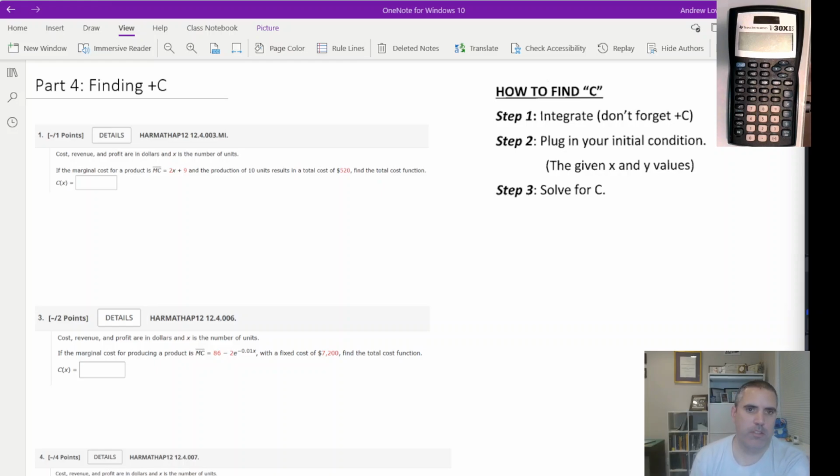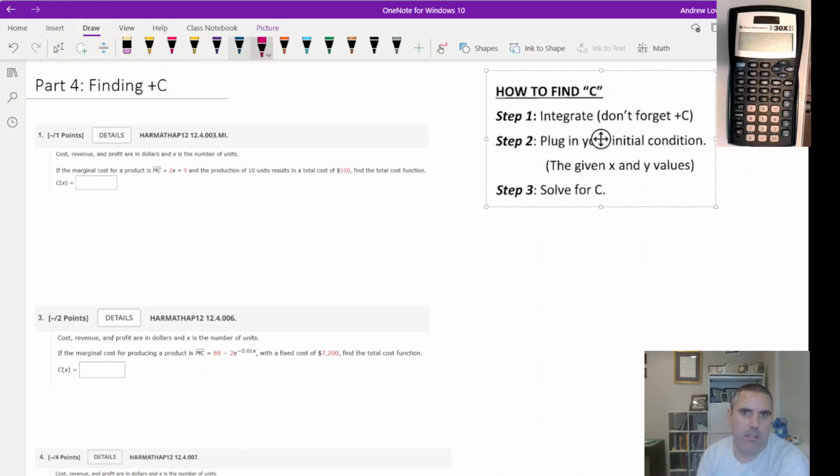Hello, Math 112 fans. Going to talk about the finding plus C part, which is the thing we did in 12.4. I do want to remind you, I have my lecture notes and my review sheets have a lot of full examples of all of these things. So if you wanted to see more examples with a lot of precise details, you can see it in a couple places: lecture notes and my review sheets.